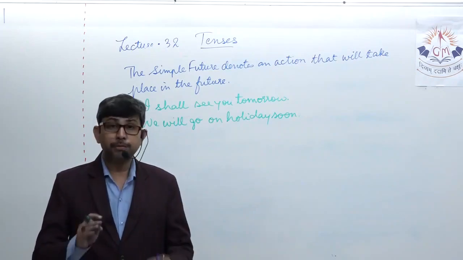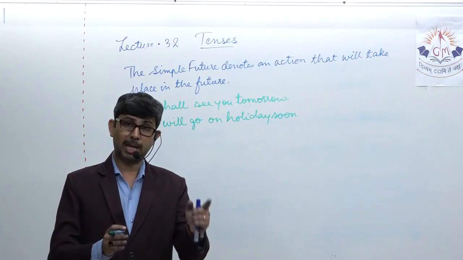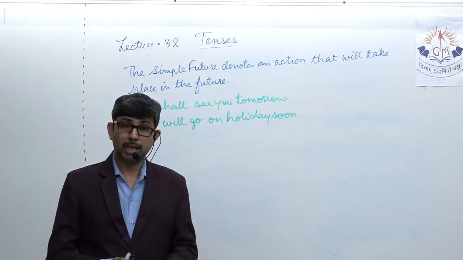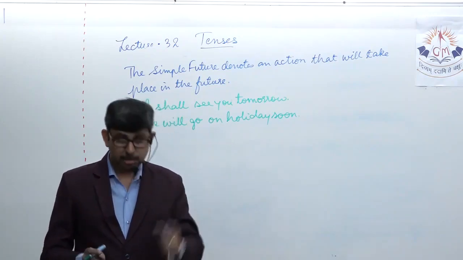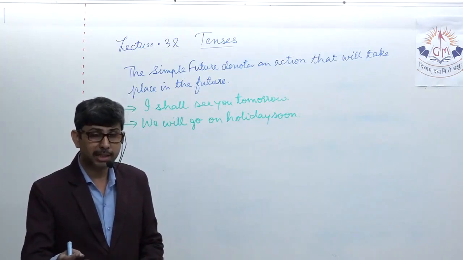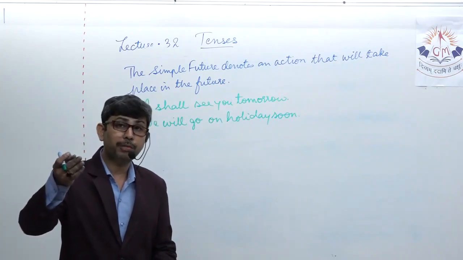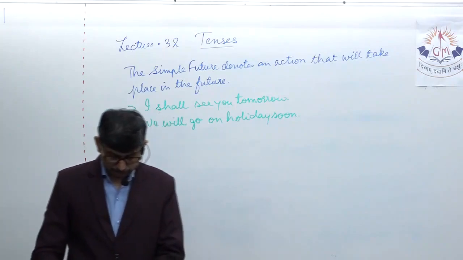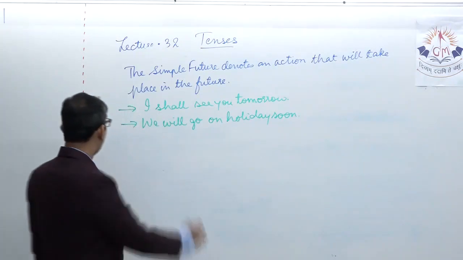That is the future continuous. Just like the present continuous shows an action going on at the time of speaking, in the past continuous we learned that an action was going on in the past time. Similarly, in the future continuous, we will be expressing the idea that it will be going on at that given point of time in the future. So let's understand what a future continuous denotes.